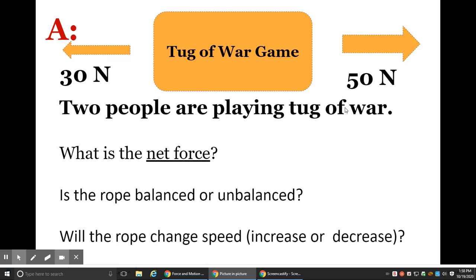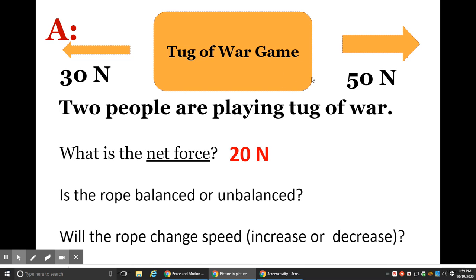Tug of war. Two people are playing tug of war. What is the net force? Again, these forces are in opposite directions, so we subtract. 50 newtons of force subtract 30 newtons of force gives us 20 newtons of force. Is the rope balanced or unbalanced? This is unbalanced because we are changing the motion.